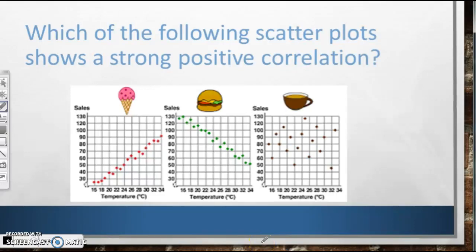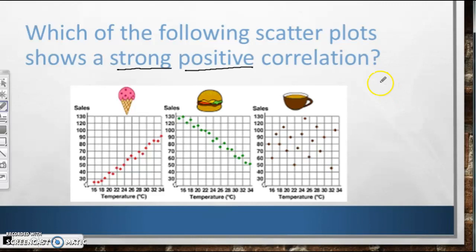All right, so we said that scatter plots help us see a relationship between data. Now, that relationship isn't necessarily a cause-effect relationship, but it just tells us if the data corresponds or if it's related, or correlates. All right, so here they're asking us which of the following scatter plots shows a strong positive correlation. So we're looking at two different traits.